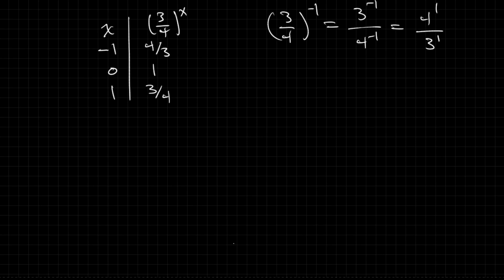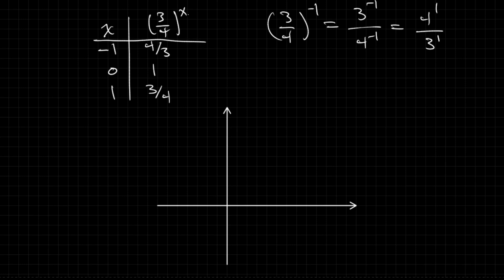And so you can go ahead and sketch a coordinate axis here. Now keep in mind that our function is 3/4 to the x, so b is equal to 3/4. Since b is between 0 and 1, we should get a graph that looks like exponential decay. If you don't, then you know something went wrong. So at -1, we have 4/3. That's a little bit bigger than 1. At 0, we have 1, and at 1, we have 3/4.